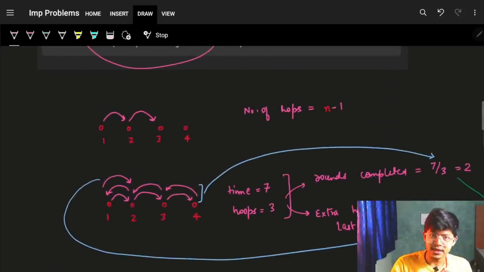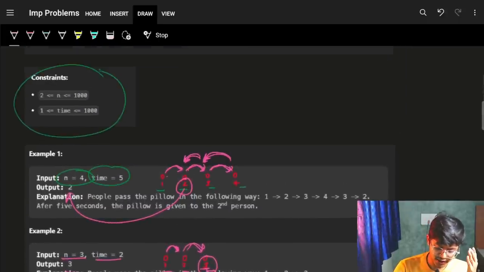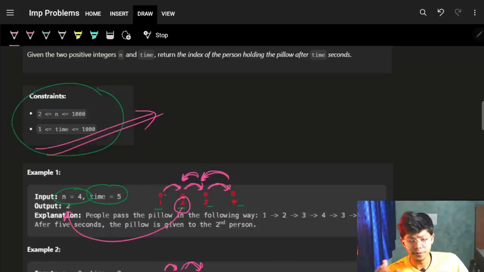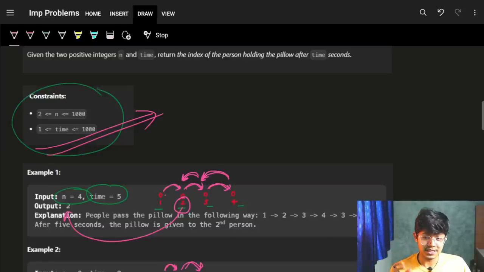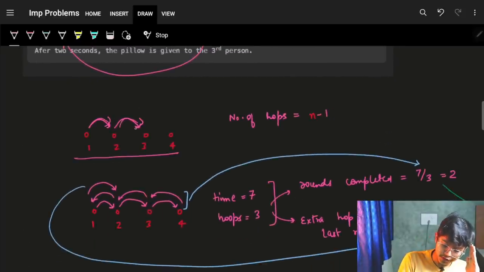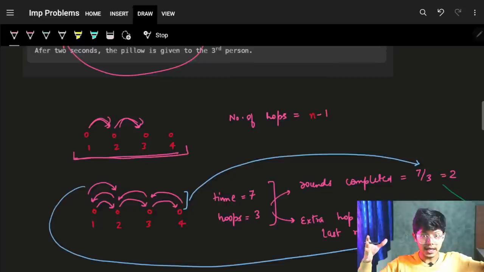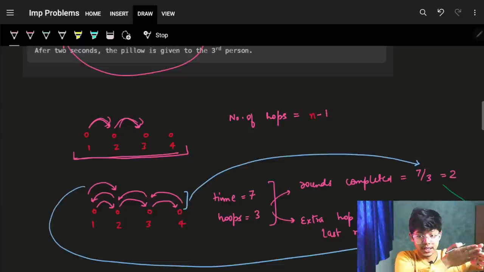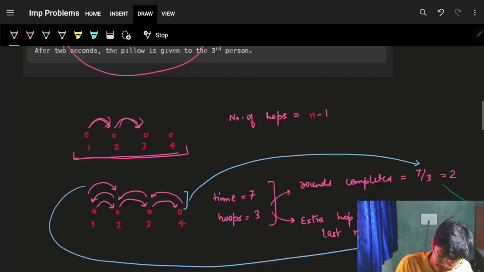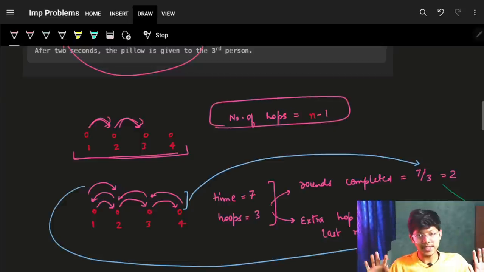Now we can easily see one thing: if we want to know at which location it ends up, although we can just iterate and go on, making it an algorithm of O of n time, we can do it much more easily. If it is standing at 1 and moves 2 seconds further, you can see how many hops it can do from here up till here. How many gaps are there? Gaps are 3. So basically, the maximum number of hops from one person to the last is n minus 1 hops. It's clear right now.